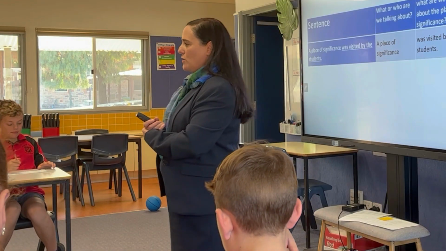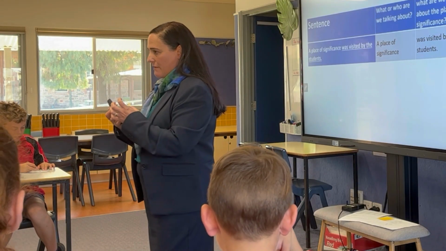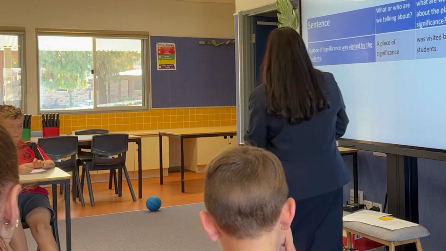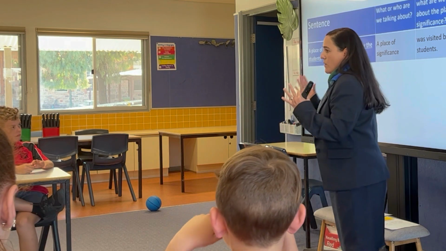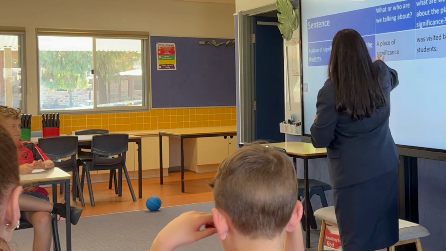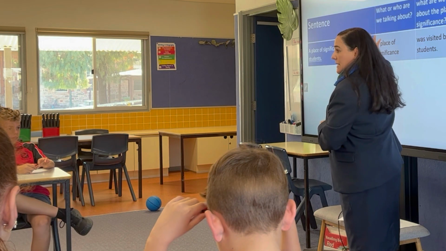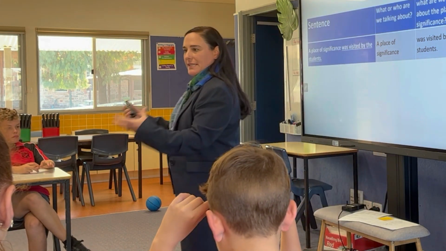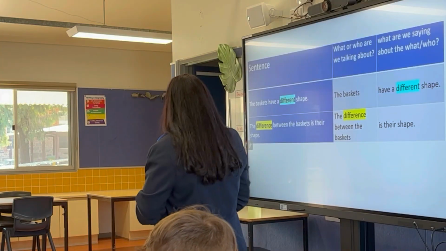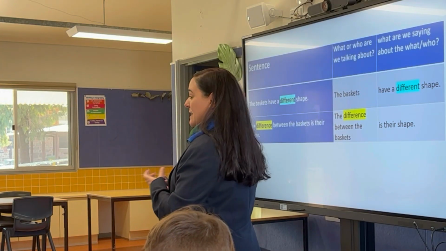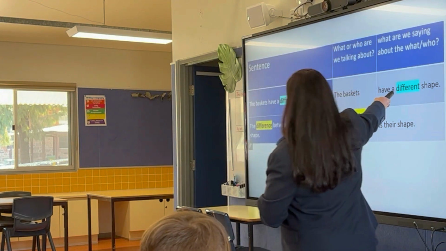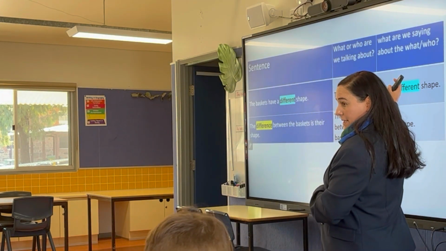Sometimes I want to say the most important thing first, and that's the first part of my sentence. So if I want to emphasise the most important part of the sentence, and it's about the place of significance, that's what I will start with. That's the important part, so I'll start my sentence that way. So, as you can see, in this first sentence, the baskets have a different shape. The word different is in the second part of the sentence.